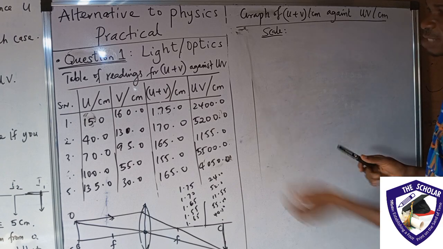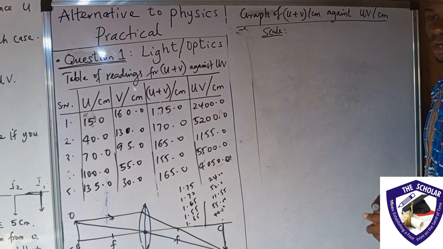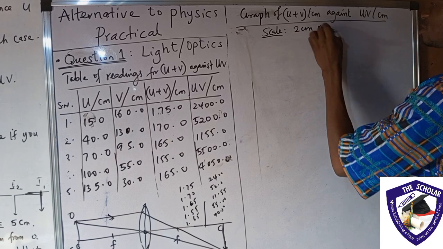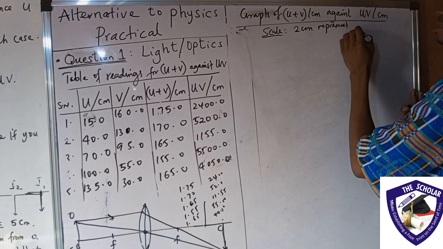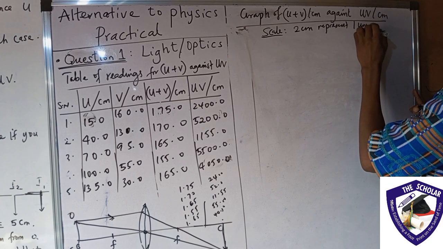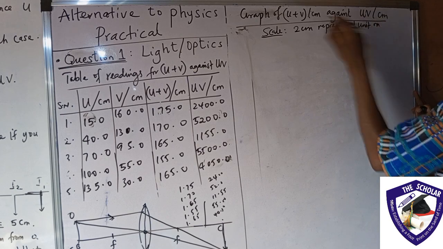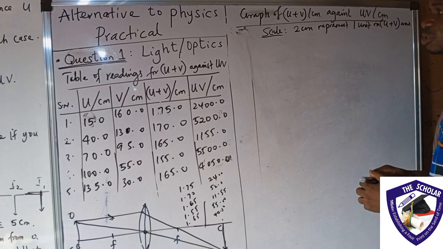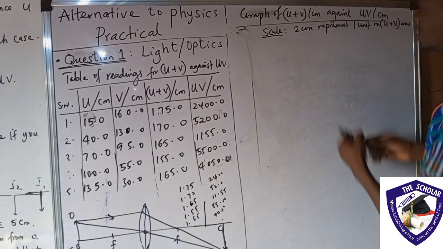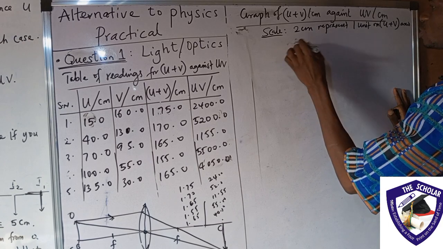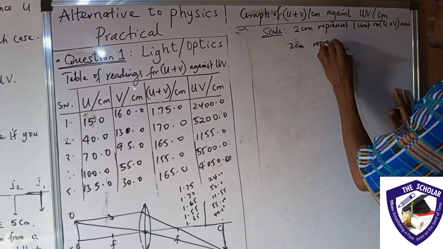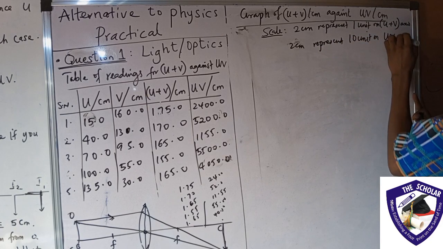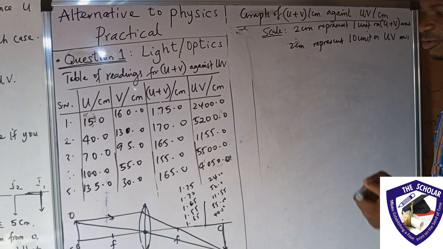And how do you write your scale? This is not a mathematics graph, so it's not Y and X you are plotting; it's a physics graph. So on the vertical, you say 2 centimeter represents, let's say, 1 unit on the U plus V axis. That's an assumption. Then for the other one, you can say 2 centimeter to represent 10 units on the UV axis. This is how you write your scale for physics.